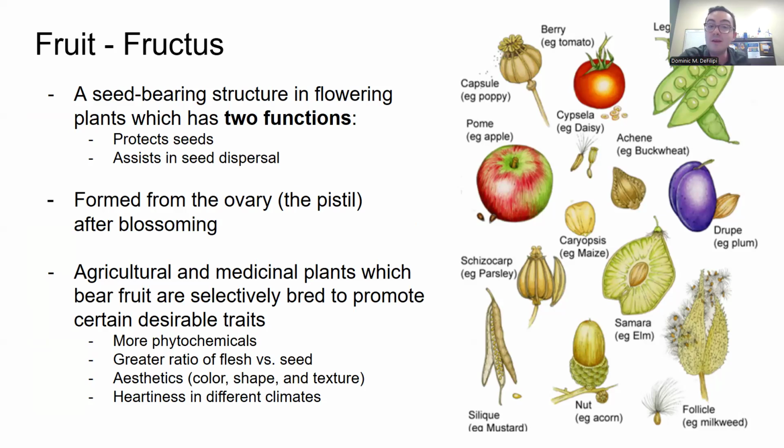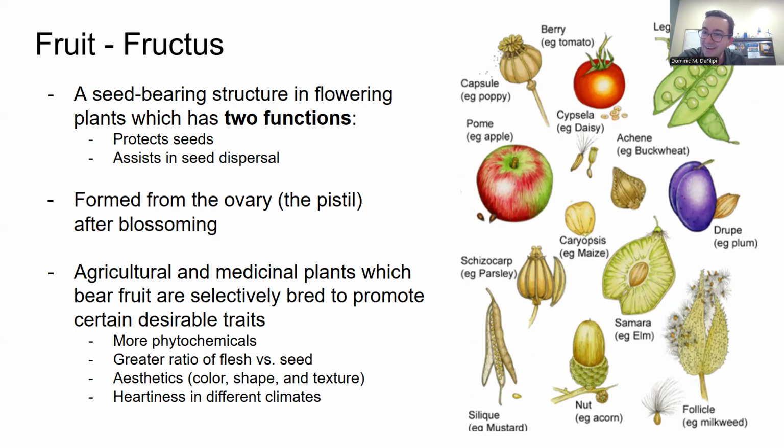They are formed in the ovary, the pistil, after blossoming. And agriculturally, medicinal plants which bear fruit are selectively bred to promote certain desirable traits. So we might breed these in order to make more phytochemicals, greater concentrations of them, a greater ratio of flesh versus seed, because obviously you want the juiciest, fleshiest fruit as opposed to something that has a big pit. Aesthetically, we breed them for color, for shape, for texture, to make it more palatable. And of course, hardiness in different climates.